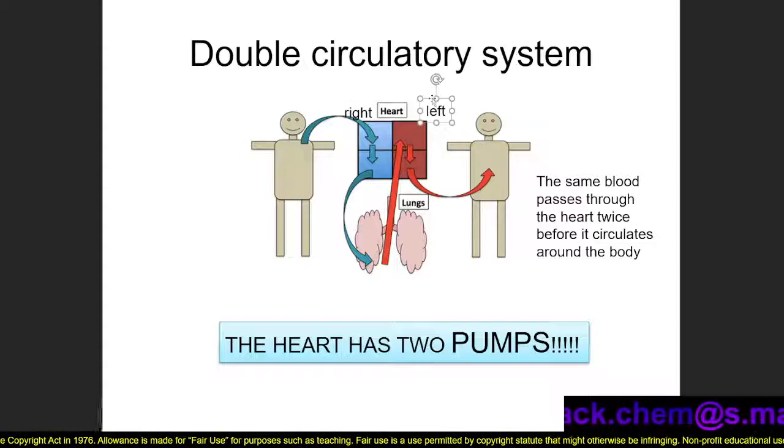So once again, let me talk about this double circulatory system. This means blood will pass through the right side of the heart and the left side of the heart before that blood circulates around the body. And this is what it means when I say the same blood passes through the heart twice before it circulates around the body.